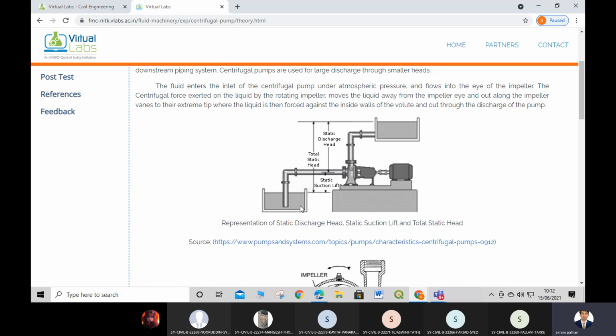So what is the purpose of the footwall? It is a non-return valve, meaning it allows the flow in one direction only, along the direction of motion of the fluid. When the pump starts, there is an arrangement we call a footwall at the end of the suction pipe, which is below the water level.